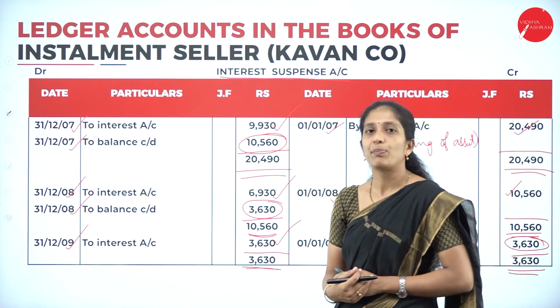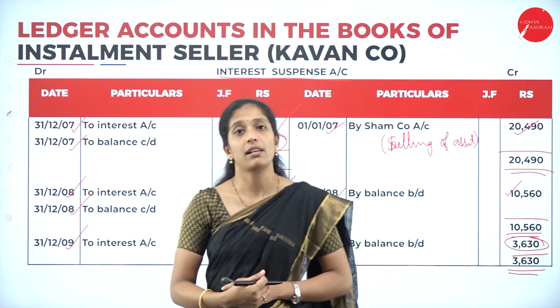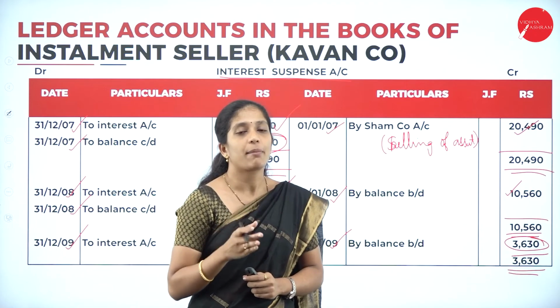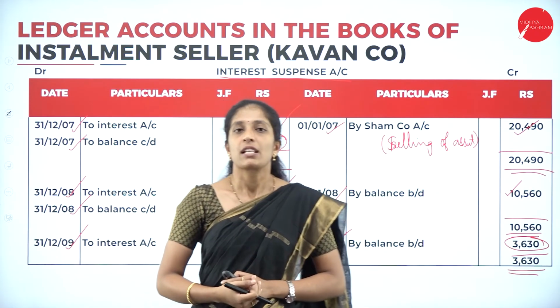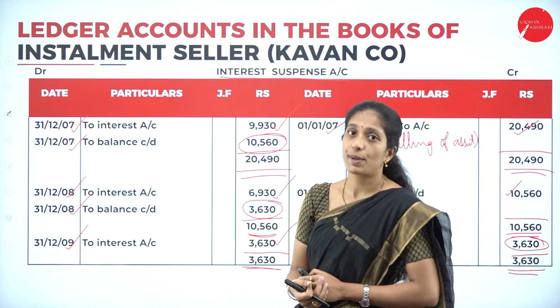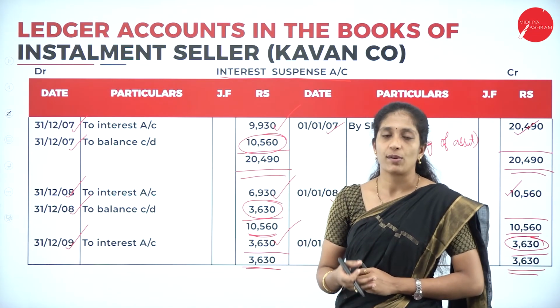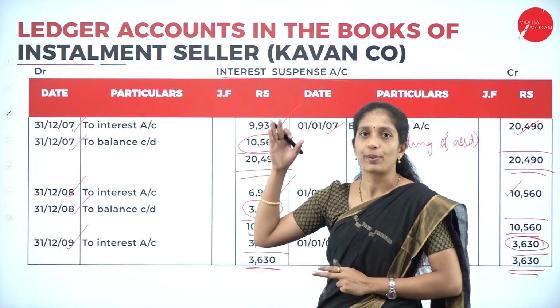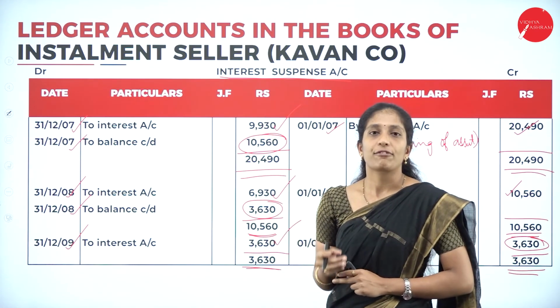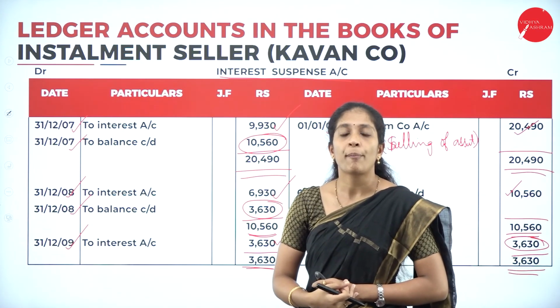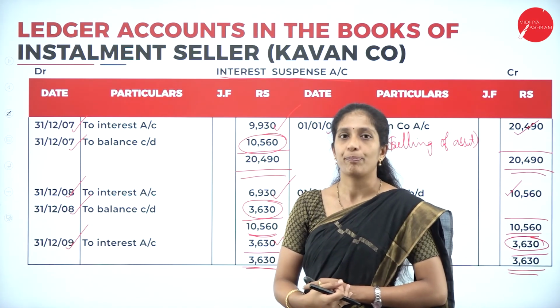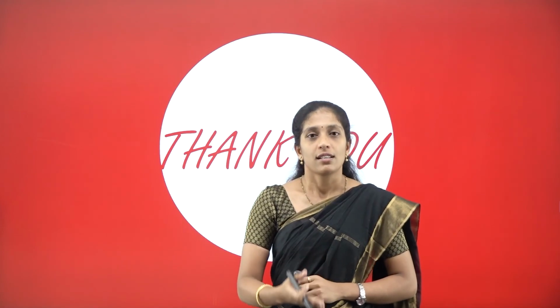So this is a simple problem which might ask for 10 marks, where you have to prepare installment purchaser account as well as interest suspense account. So here only 2 accounts have to be prepared. Depending upon the problem, if it is for 3 years, you have to prepare 3 years' account, or if it is for 4 years, you have to prepare 4 years' account. It depends upon the number of installments in which they are paid. So my dear students, this is a problem relating to installment purchase system.